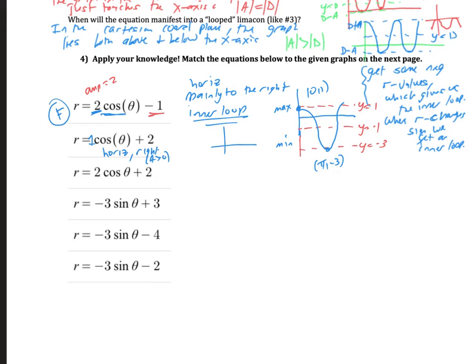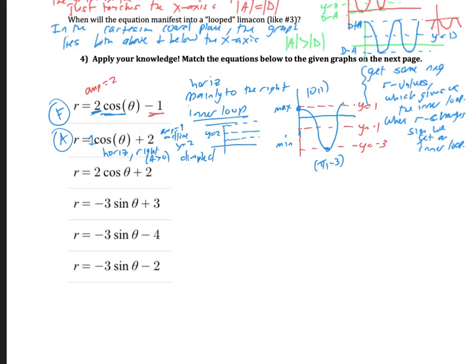The amplitude is 1, and the midline is at y equals 2. We're going to go up 1 and down 1. So this graph is always going to be positive. So this is a dimpled horizontal limacon primarily on the right side. Okay, so let's say previous page. So this is A. Let's do the next one.